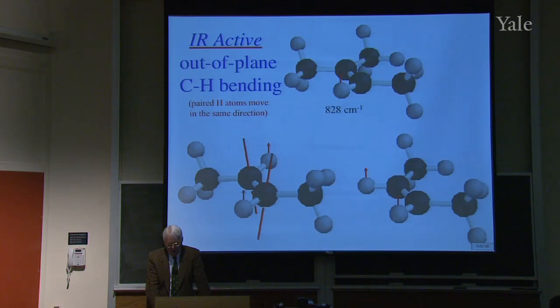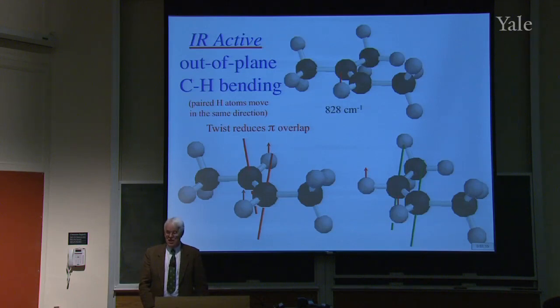This one, notice that when they both move up, it twists the bond. See how it twists the center carbon bond when the two hydrogens move up? But on the right, so that reduces the pi overlap. It weakens the pi bond when those p orbitals don't overlap as well. But on the right, when they both move the same direction, the p orbitals still point so that they overlap with one another. So the one on the left is harder to do because it weakens the pi bond. It distorts the pi bond, whereas the one on the right doesn't distort the pi bond. So the one on the left is harder to do, and it's higher frequency.